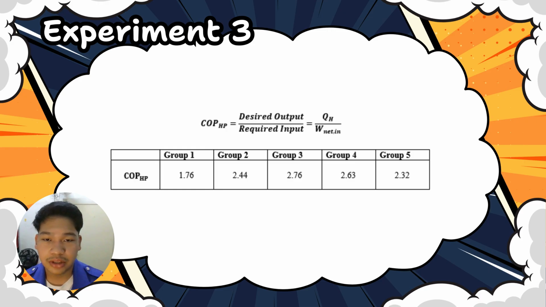Then we need to calculate the COP, the coefficient of performance of the heat pump. Here is the formula: QH over W in, W net, desired output over required input. So for group 1, after we calculate, we got 1.76, group 2 2.44, group 3 2.76, group 4 2.63, and lastly group 5 2.32.